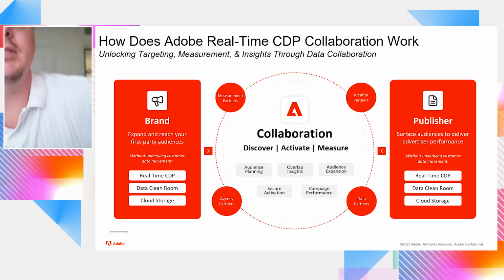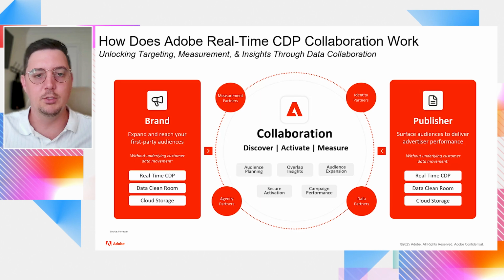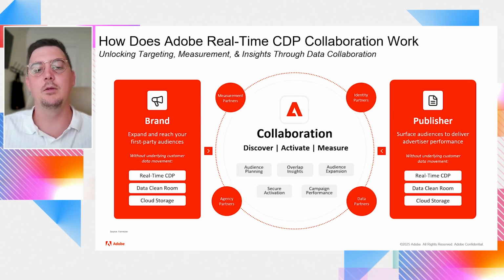So jumping in, how does Adobe Real-Time CDP and Collaboration work? You have your brand data, as we talked about earlier, and then the publisher data. And you both have instances set up with Real-Time CDP, which provides you access to data clean room and cloud storage. And then within collaboration, our three pillars we really like to touch on are discover, activate, and measurement. And all these sub boxes really fill within that, in terms of audience planning, overlap insights, audience expansions, secure activations, and campaign performance, where you or your agency partners can really lean in and gain those learnings because you'll all have access to collaboration in your seat.